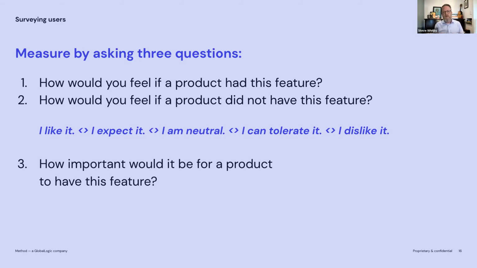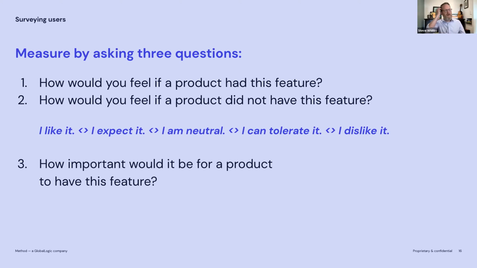We describe the feature through a scenario of some kind. And then we ask, how would you feel if a product had this feature? And then ask a parallel question in the exact same way, how would you feel if a product did not have this feature? And ask them to answer the same scale on both of those. I like it, I expect it, I'm neutral, I can tolerate it, or I dislike it. You can massage them a little bit as long as the scale stays the same. You ask those 2 questions about the same feature and ask the customer to answer both.